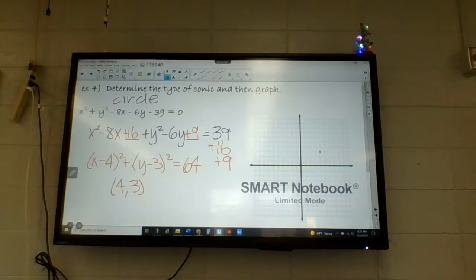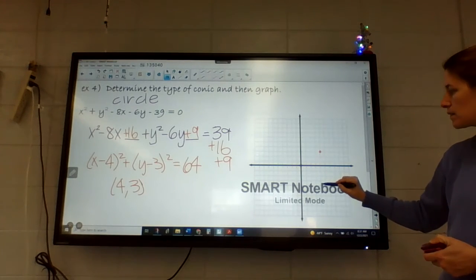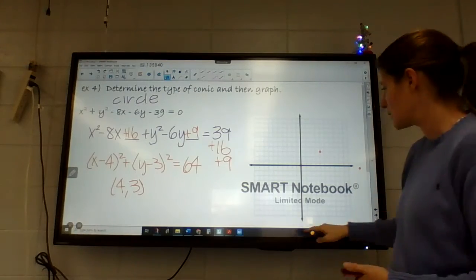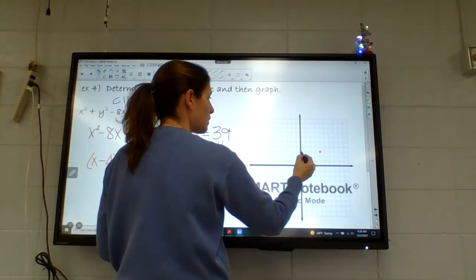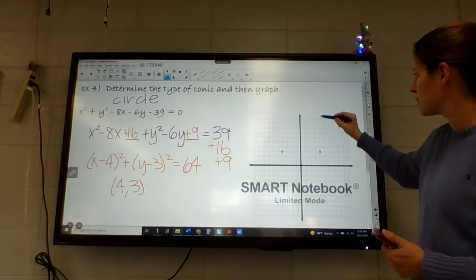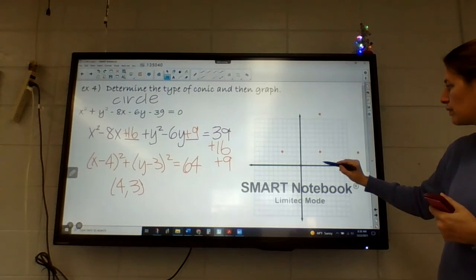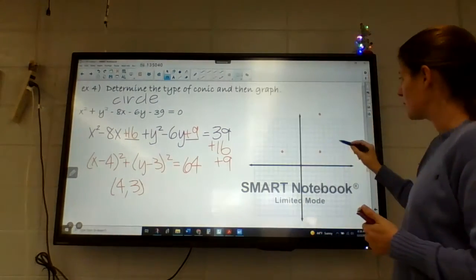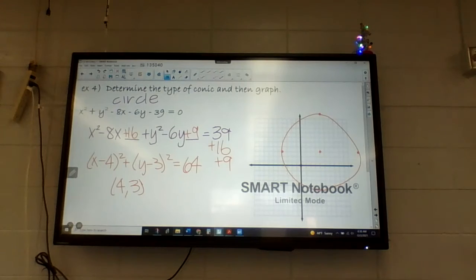So 4, 3, and then my radius is 8. So I'm going to go every direction 8 if I can. And then we draw our circle.